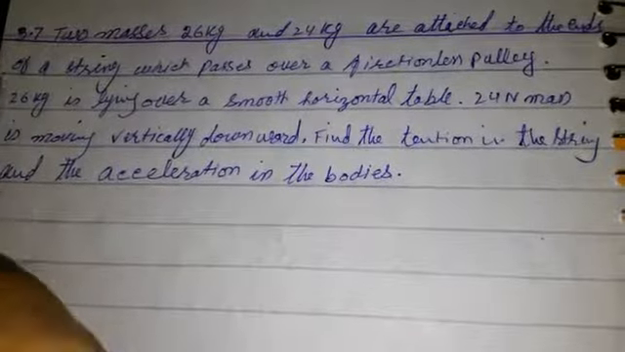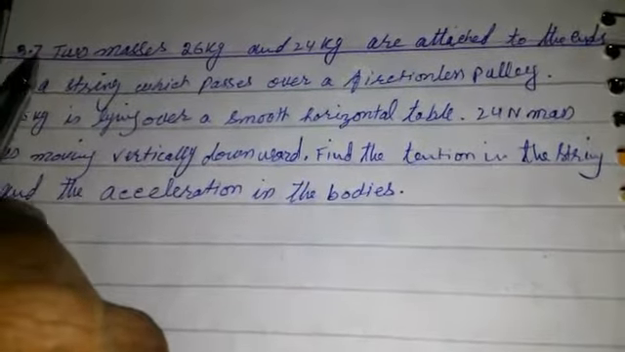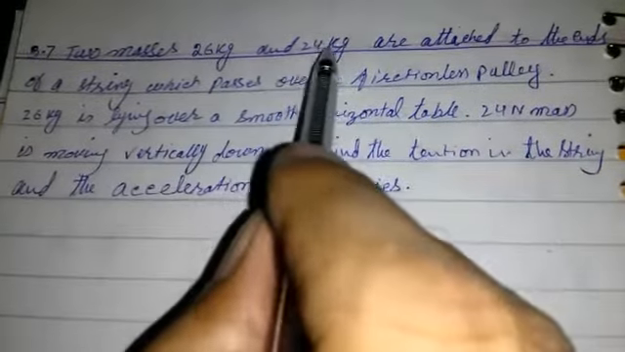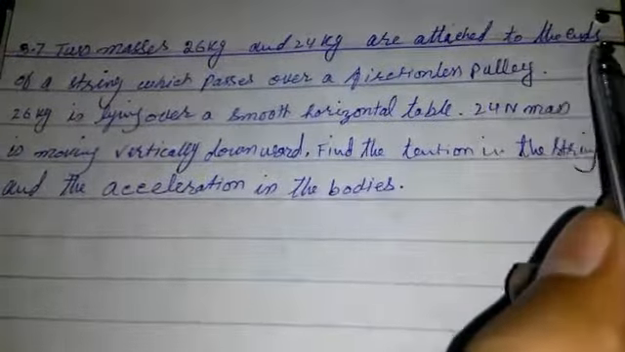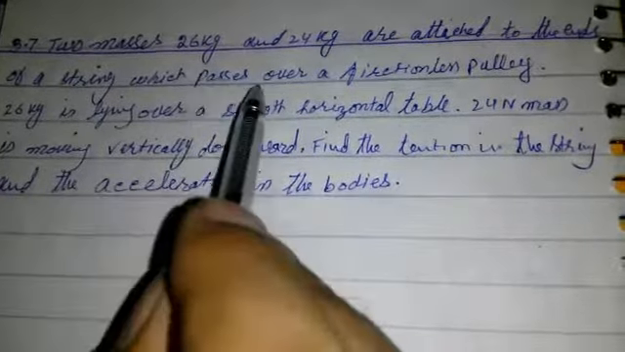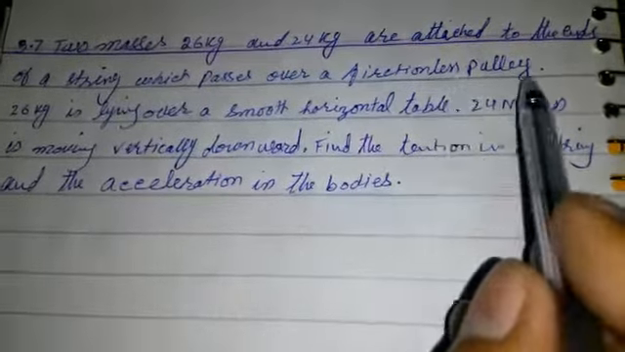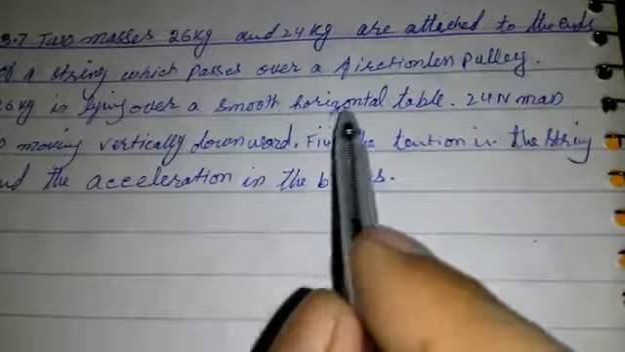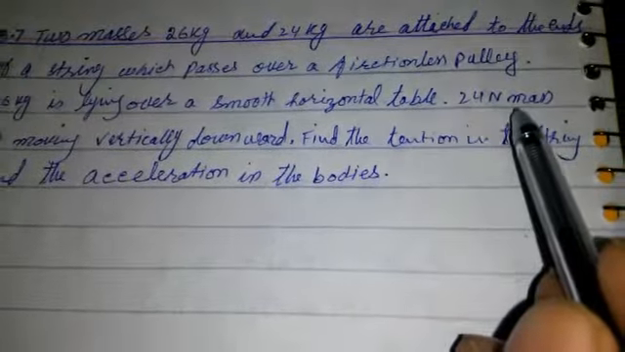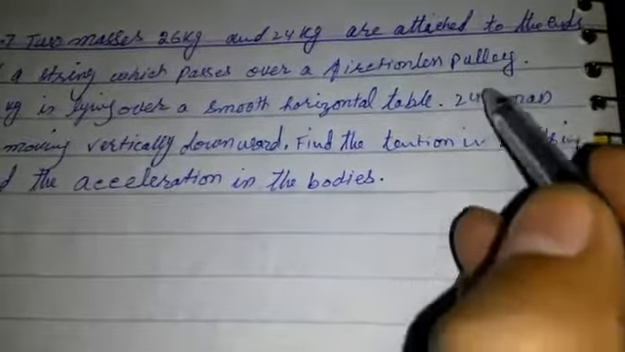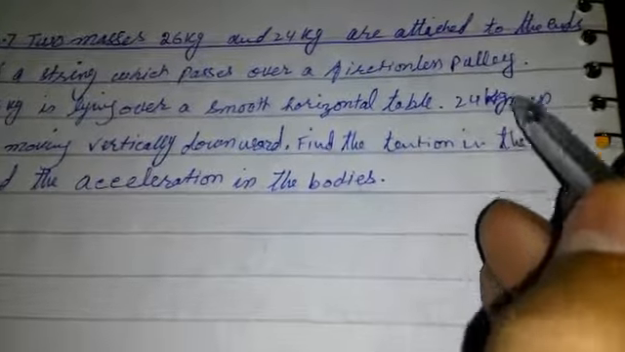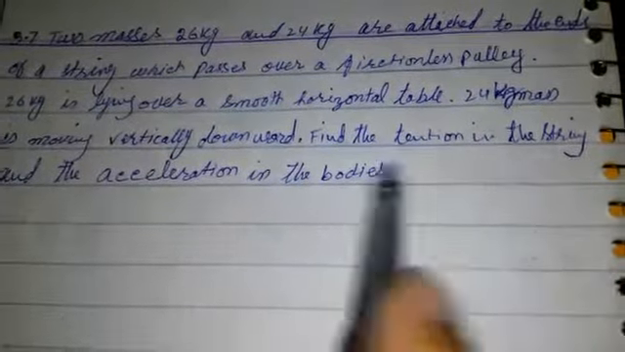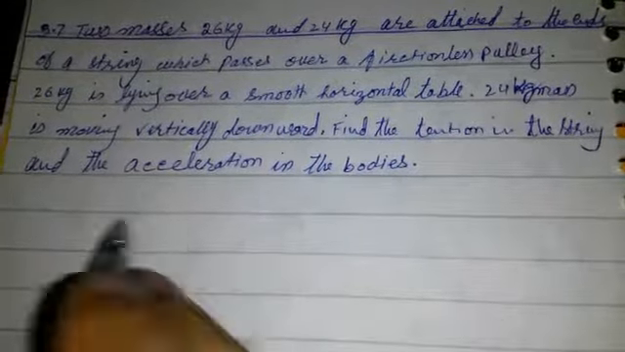Today we are going to solve 3.7 dynamics numerical. Two masses, 26 kg and 24 kg, are attached to the ends of a string which passes over a frictionless pulley. 26 kg is lying over a smooth horizontal table. 24 kg mass is moving vertically downward. Find tension in the string and acceleration in the bodies.